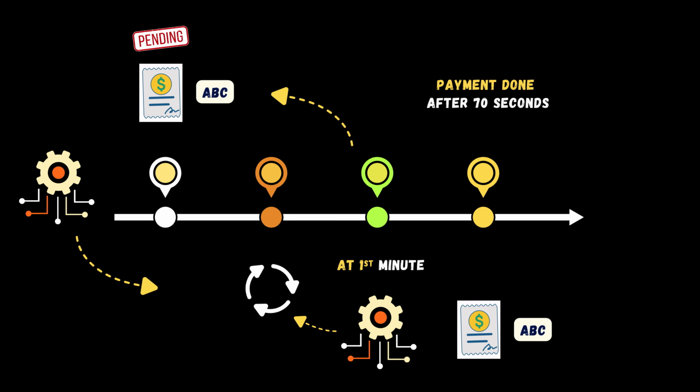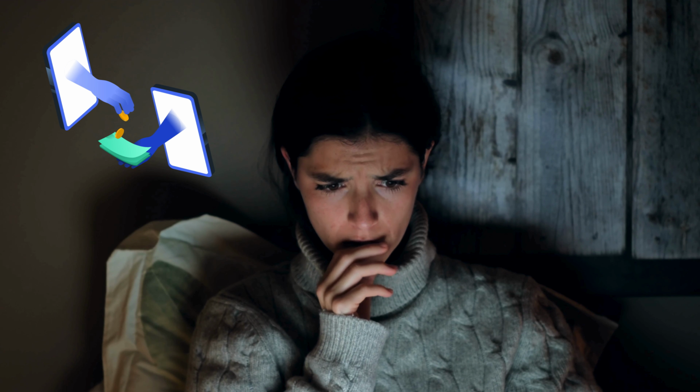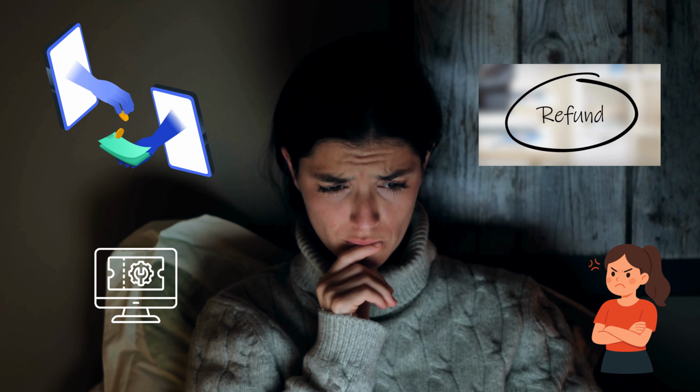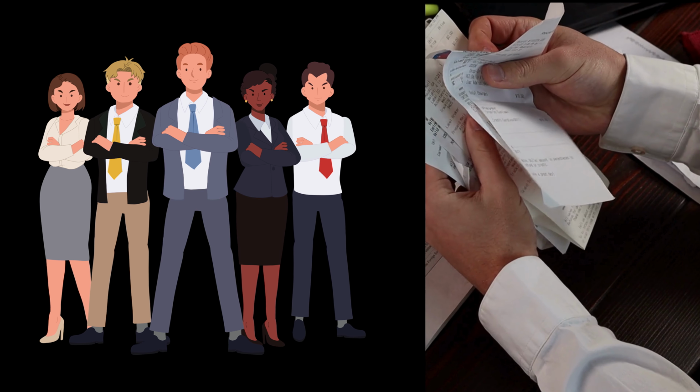And this is where the real pain begins. Now you have duplicate charges, angry customers, refund processing, reconciliations, support tickets. Finance teams get involved. Manual refunds start happening, and suddenly a small design oversight becomes a financial operations nightmare.